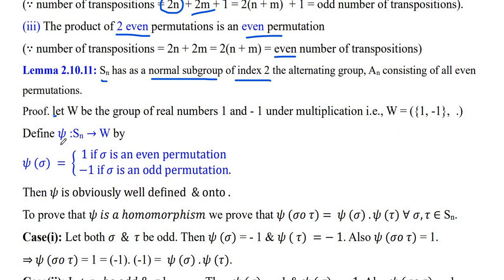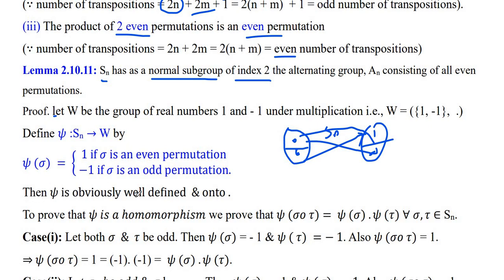Now you define psi, a mapping psi from Sn to W by, see we know that in Sn we have odd and even permutations. So you define this mapping in this way. So all odd goes to minus 1 and all even goes to plus 1. So like that you have the definition of psi. Odd goes to minus 1, even goes to plus 1.